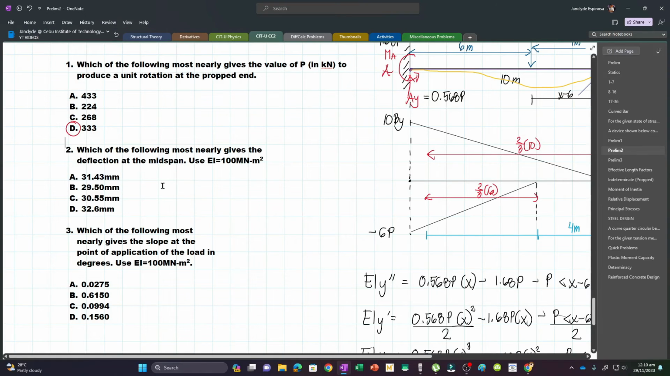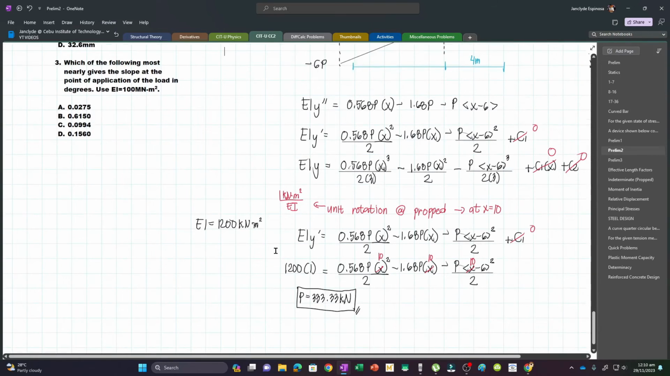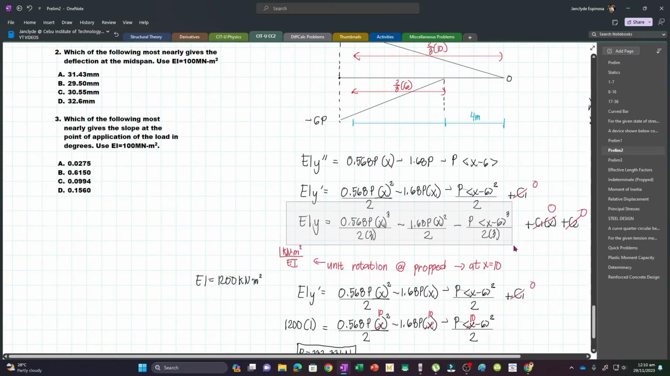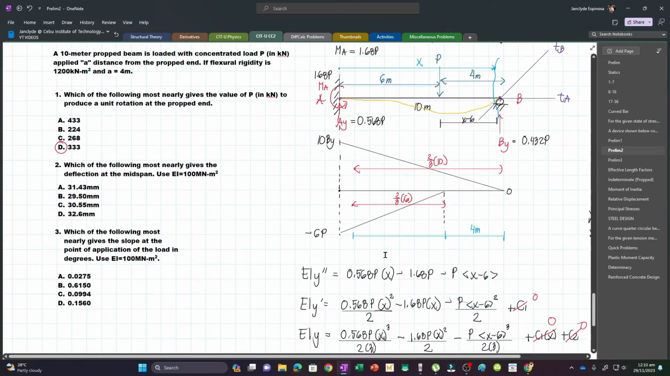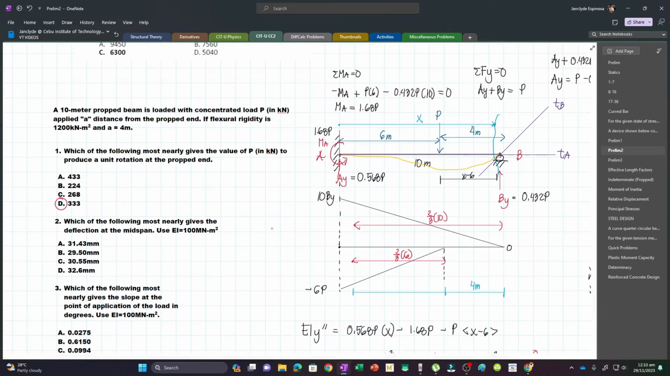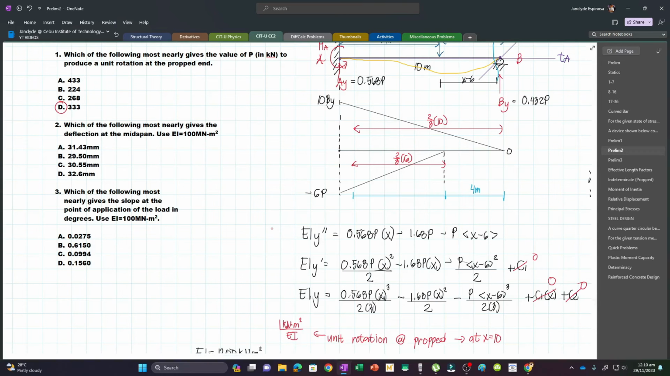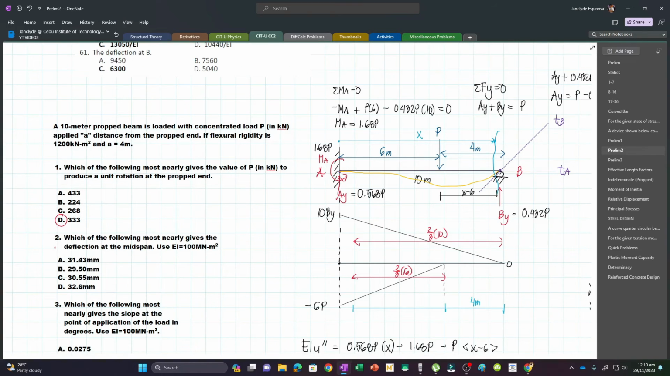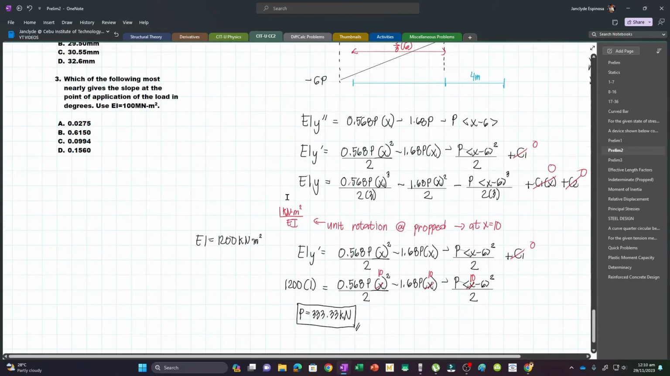Now the next question is: which of the following most nearly gives the deflection at the midspan if EI is 100 MN times m squared. Now, we will use our deflection equation. Sir, what is x? The x we will use would be 5. Again, the span of our beam is 10 meters, and so the midspan is at 5 meters. So for this one, at x equals 5. And so we copy this.